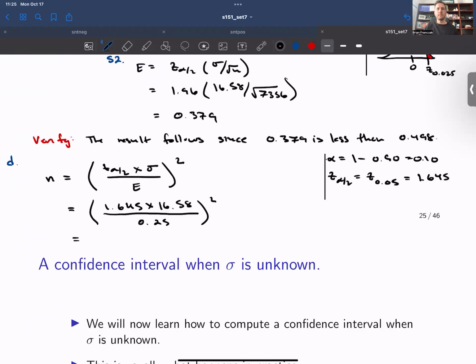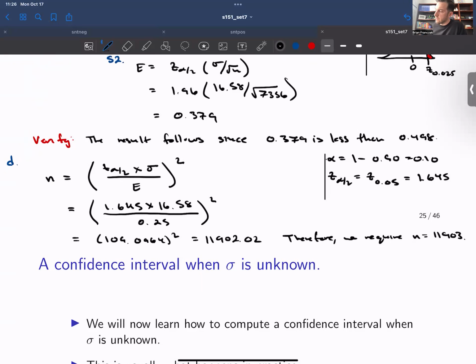we're going to have n is equal to the square root of 109.0694, quantity squared, which is 11,902.02. Therefore, we require n equals 11,903 observations. Whenever we compute a sample size, we always round up, no matter what the value is.